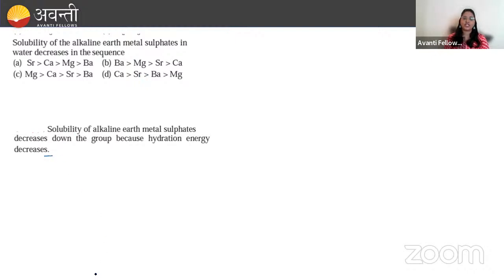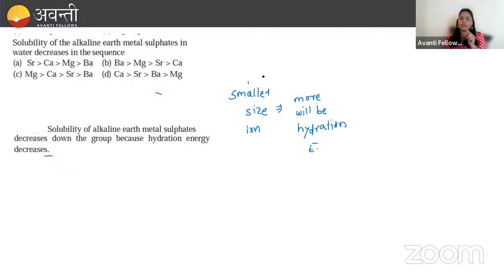And on which does hydration energy depend? It depends upon the size of the ion. The smaller the size of the ion, the more will be the hydration energy. Why? Because more water molecules can surround it. Hydration energy means what? If you take a metal and dip it into the water, what will happen? When more water molecules can surround that given metal, then we can say that the hydration energy for that metal is more. So more will be the hydration energy when size is smaller.